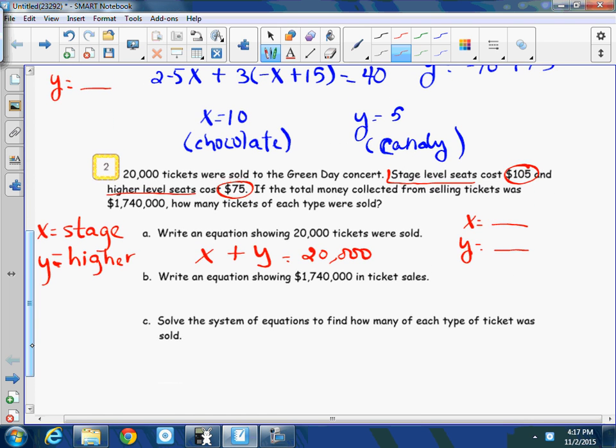Next, I write an equation showing the amount of money on sale. So now I have to take into consideration how much I paid for each one of those tickets. Stage level was X, and this was my Y. So it's going to be 105X for stage level tickets plus 75Y for higher level tickets, and that needs to be equal to 1,740,000.